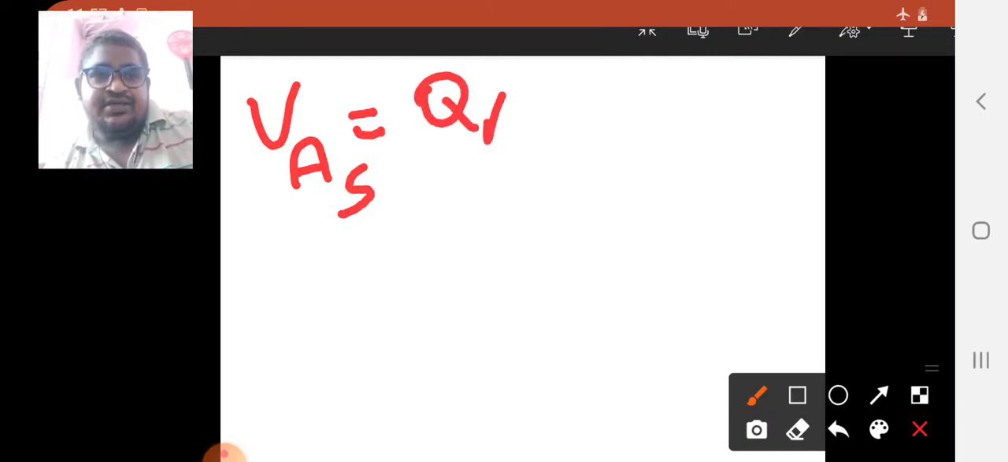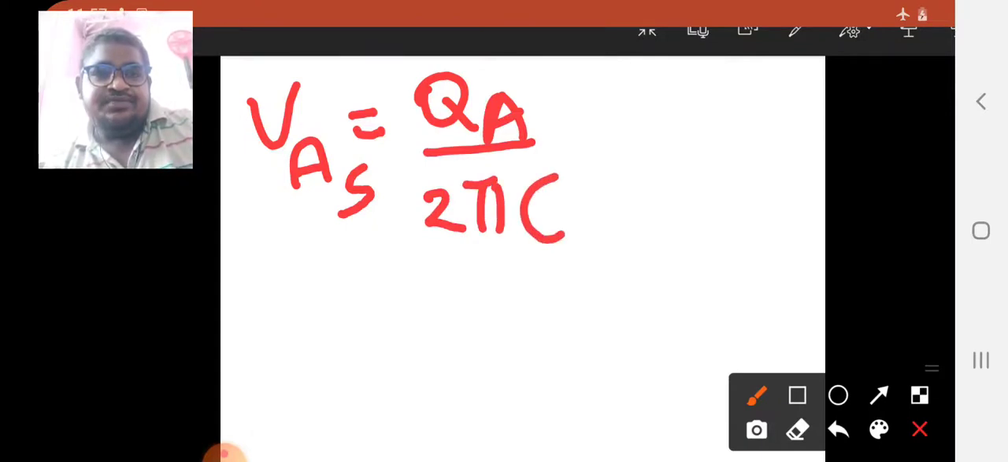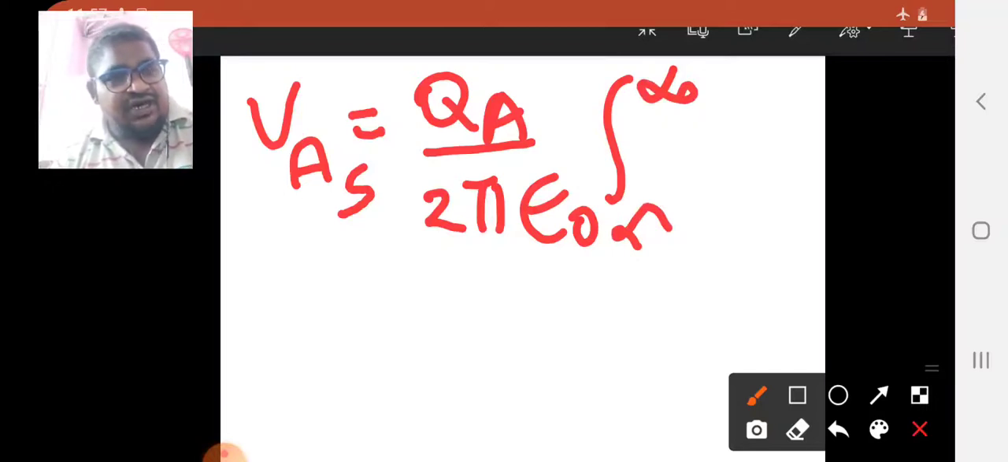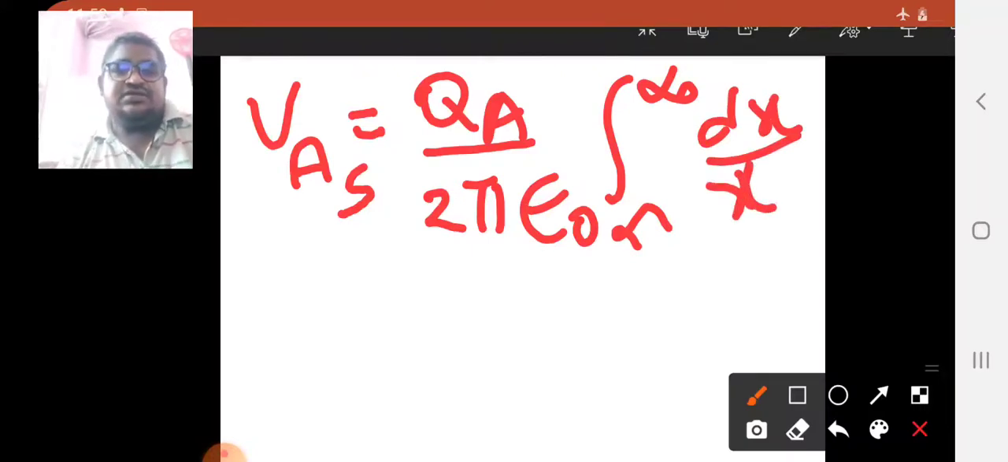QA by 2 pi epsilon naught integral. What is the distance in this case? You need to take r to infinity, that is the radius of the A conductor, r to infinity dx by x. This is the electric potential at point A due to its own charge.